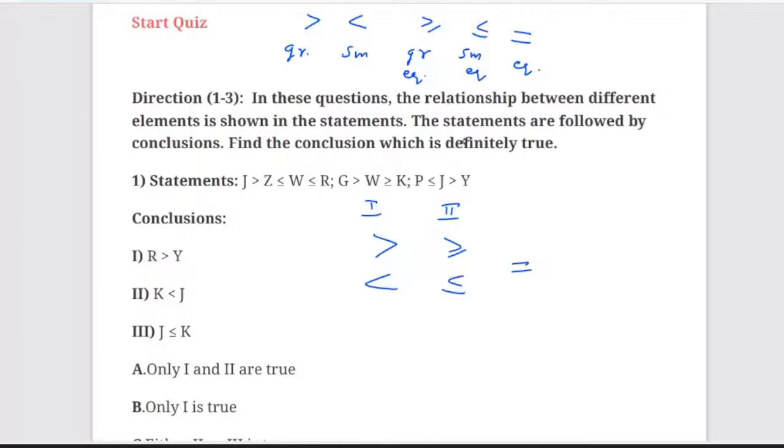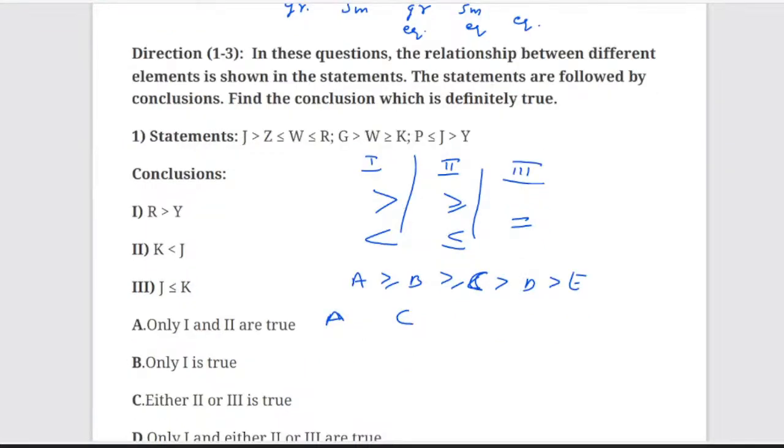I'll give you a basic example. If I have A is greater than equal to B, greater than equal to C, greater than D, greater than E. If this is the statement I have, and I need to find the relation between A and C, then what happens now? In A and C, we have greater than equal to B, and then greater than equal to C. So the final answer will be A is greater than equal to C. Why? Because we have only the greater than equal to symbol.